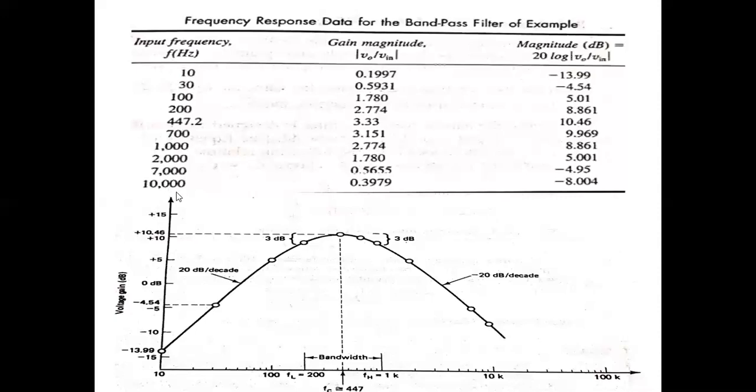These are the gains for the different input frequencies. The gain magnitude can be calculated using the above formula. In terms of dB, that is 20 log of the magnitude of V naught by V in, we are going to get these values. According to these values, we plot the frequency on the x-axis and voltage gain in dB on the y-axis. We are going to get this type of plot for the wide band pass filter. This is the frequency response of the wide band pass filter. This is how we can design the wide band pass filter.